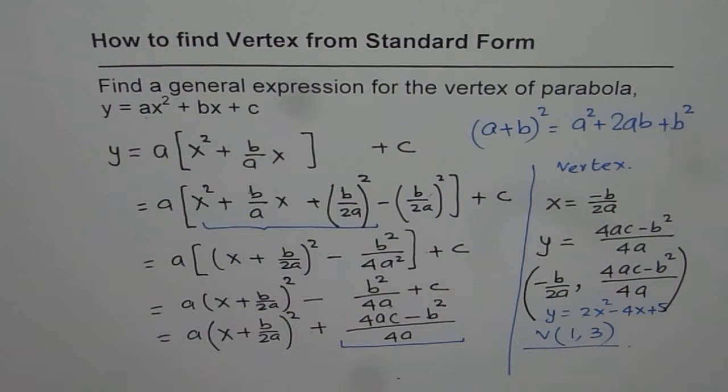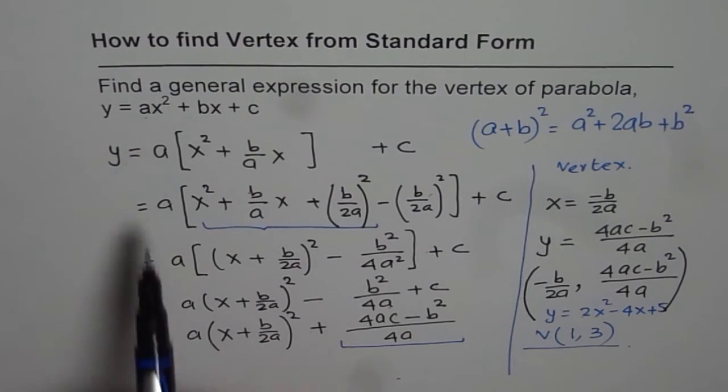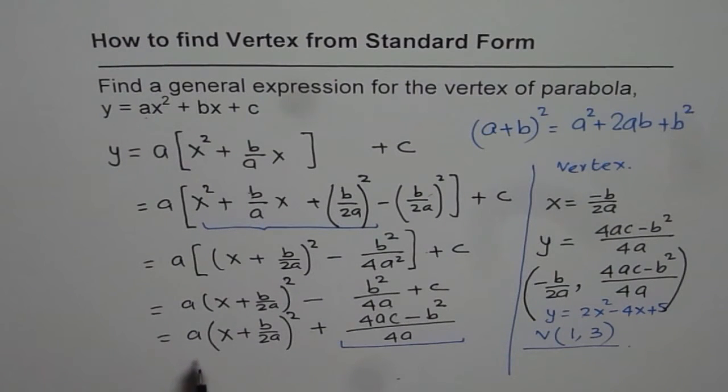I hope you appreciate these steps. This is also called the completing the square method. So you can always use this method to write the equation of a parabola in vertex form and thereby get the vertex. If a is positive, then the parabola opens upwards, giving you a minimum at the vertex. If a is negative, then the parabola goes downwards, giving you a maximum.